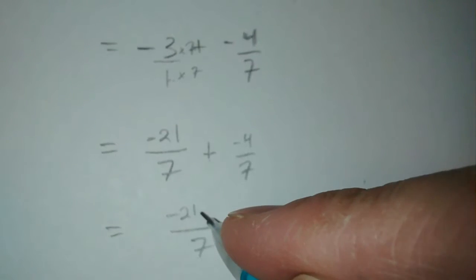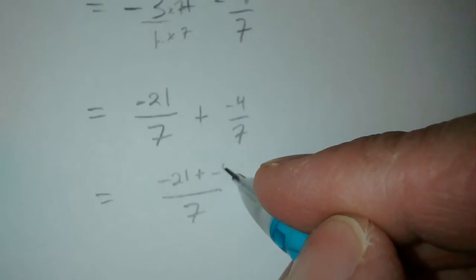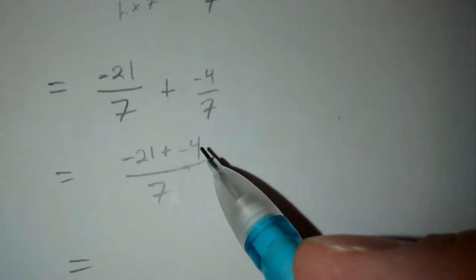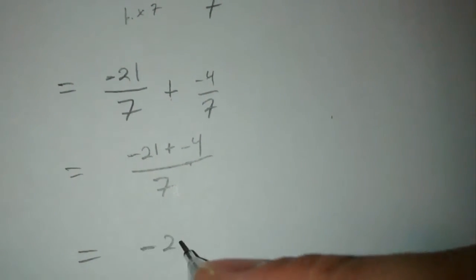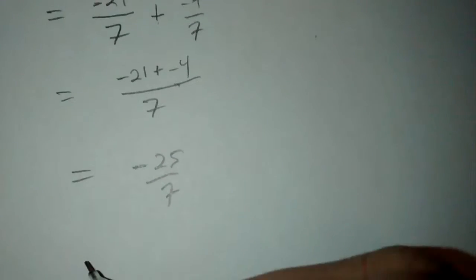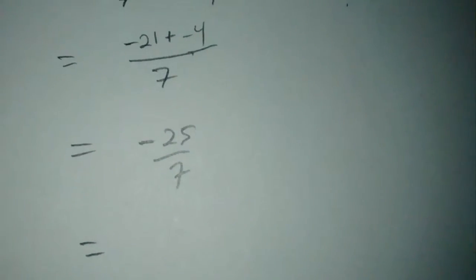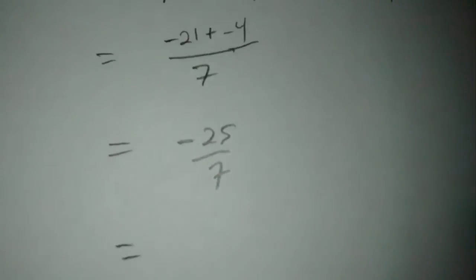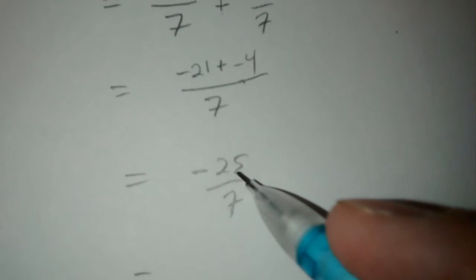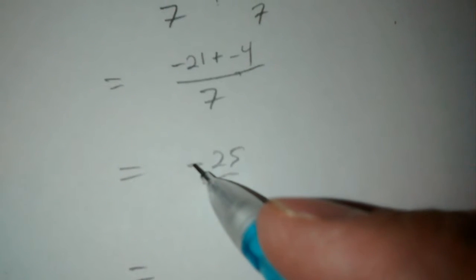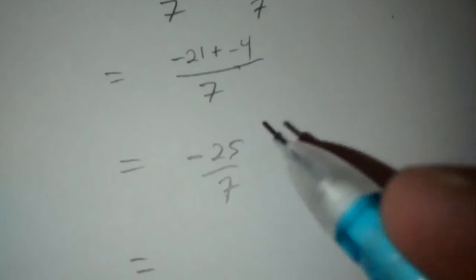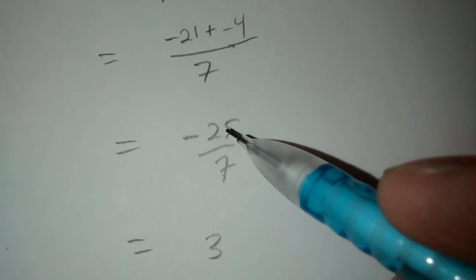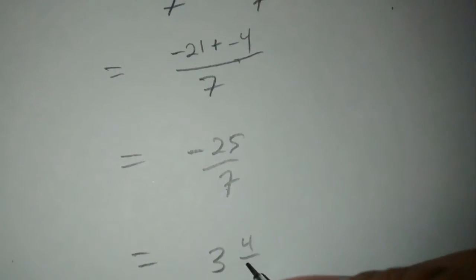So we have negative 21 adding negative 4. Alright, so negative 21 and a negative 4 give me this. And so that's actually a fraction, and so we can leave it that way, or if we wanted to change it to a mixed number, which I think I have you do, you take 7 and divide it into 25. Forget about the negative for a moment. How many times does 7 go into 25? Well, that's 3 times. And how much is left over? Well, 4. 4 out of 7 here.